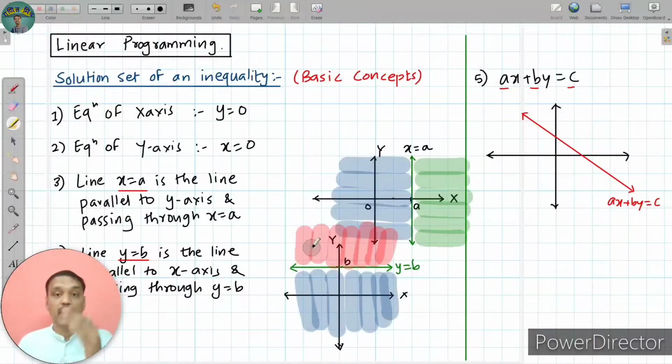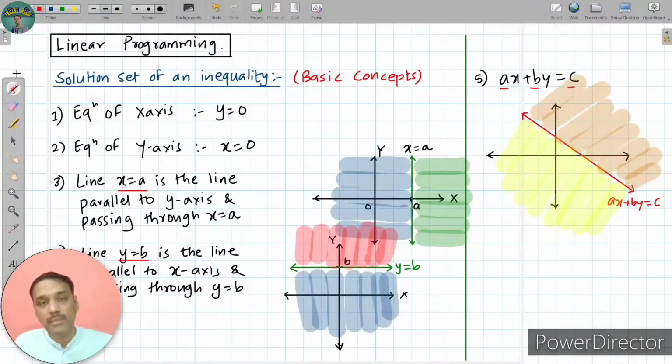The upward side is denoted by red color and the downward side by blue color. Even this line also divides the plane into two parts. This downward part is denoted by yellow color and this upward part by orange color. So any line in the plane divides the plane into two different parts.